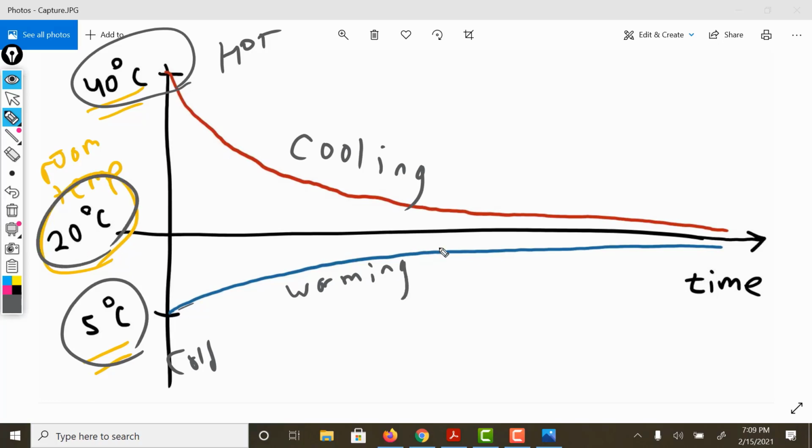Now you'll notice that as time goes by, it takes a while for this to happen. Eventually it'll happen, but it's going to be a lot longer than you think. It gets close, and it keeps getting closer and closer, but it's going to take quite a while to get to that point.